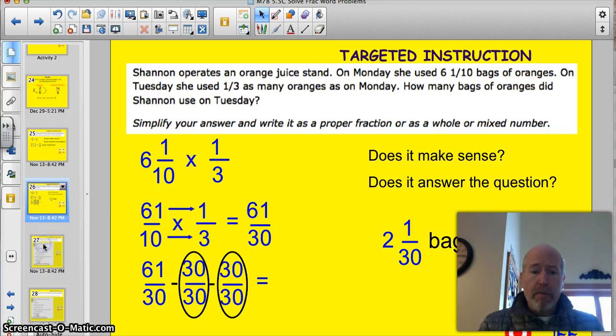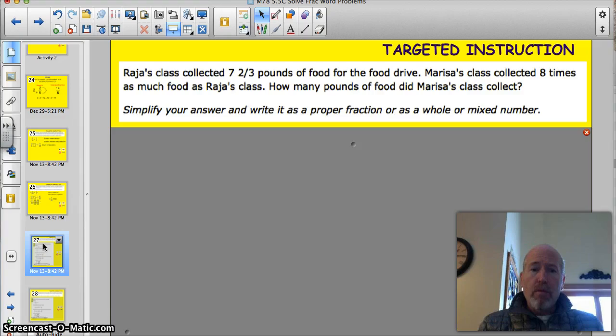Time for you to try a couple on your own. Raja's class collected 7 2/3 pounds of food for the food drive. Marissa's class collected 8 times as much food as Raja's class. How many pounds of food did Marissa's class collect? Simplify your answer. Write it as a proper fraction or as a mixed number. Go ahead and give this a shot. Pause it. All right, let's see how you did.